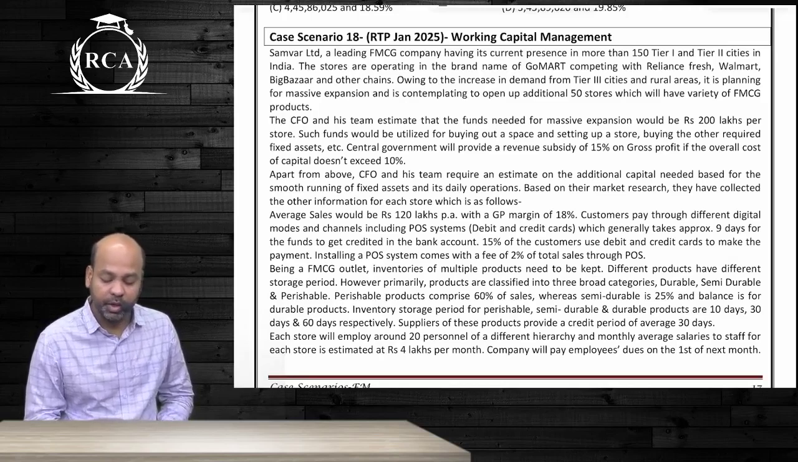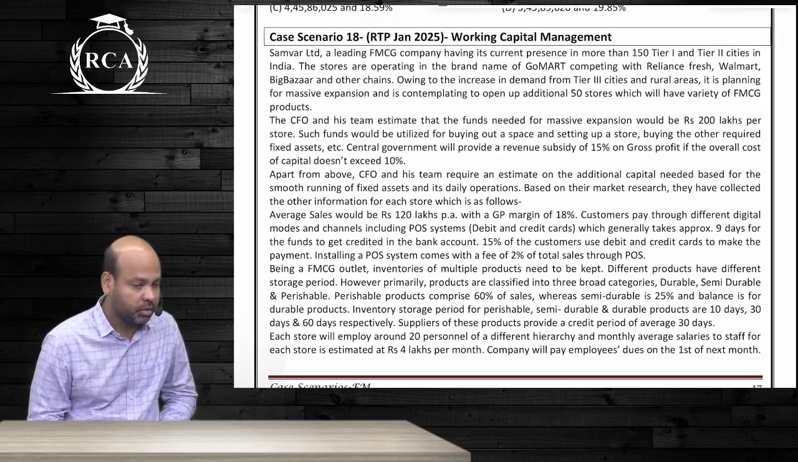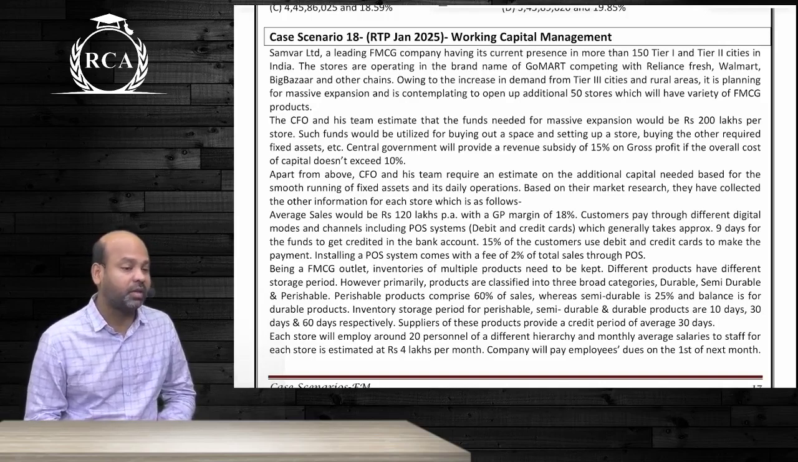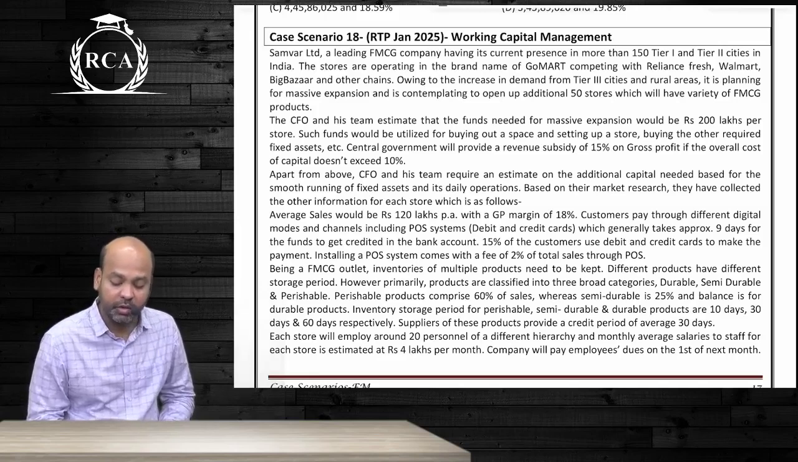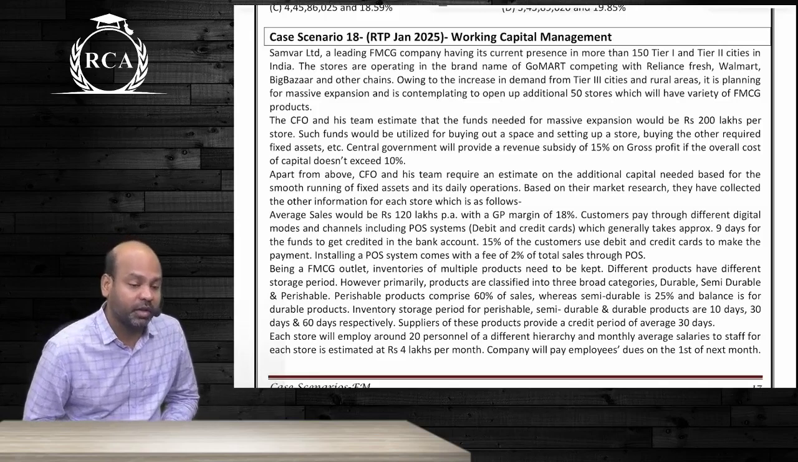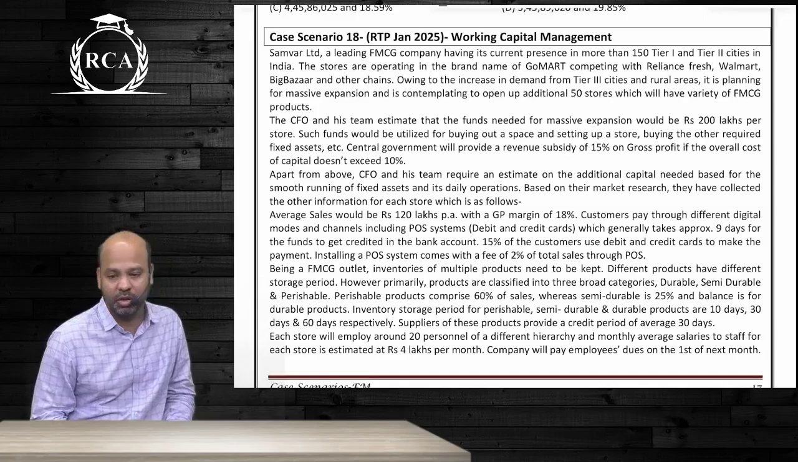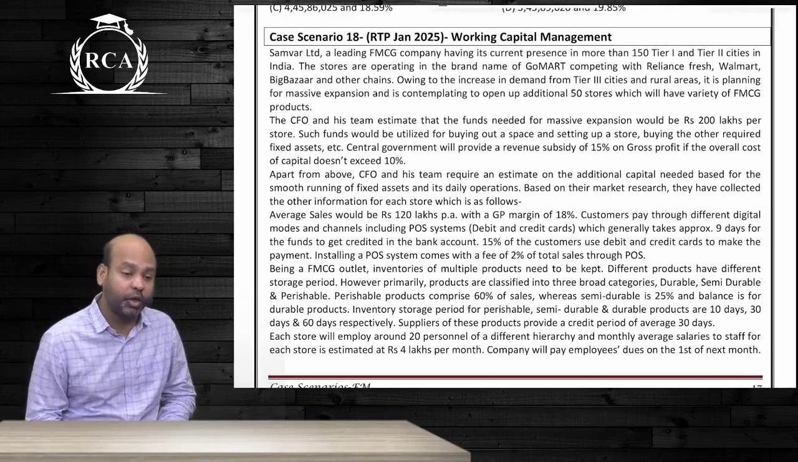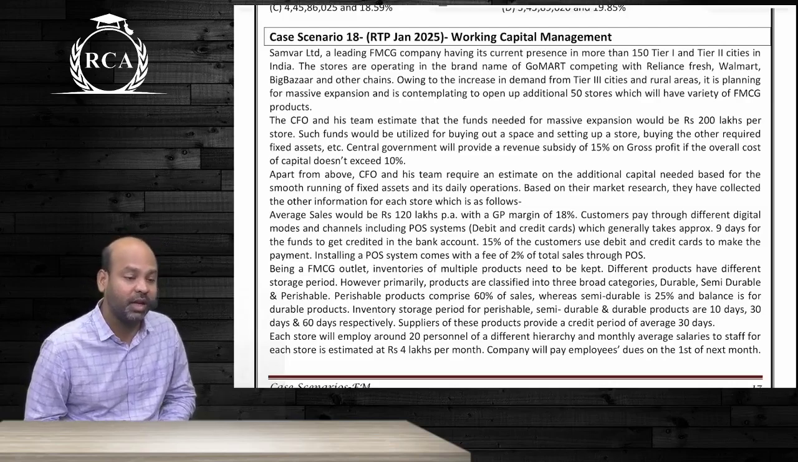Central government will provide a revenue subsidy. It is not a capital subsidy. It's a revenue subsidy of 15% on gross profit if the overall cost of capital doesn't exceed 10%. Up to here, beta, that is the 200 lakhs point. The number of stores is not relevant because the calculations required later are not based on the total number of stores. They are based on per store. So you just have to remember that the investment required per store is 200 lakhs. Government will give us a subsidy of 15% of gross profit every year in case our cost of capital is less than that.